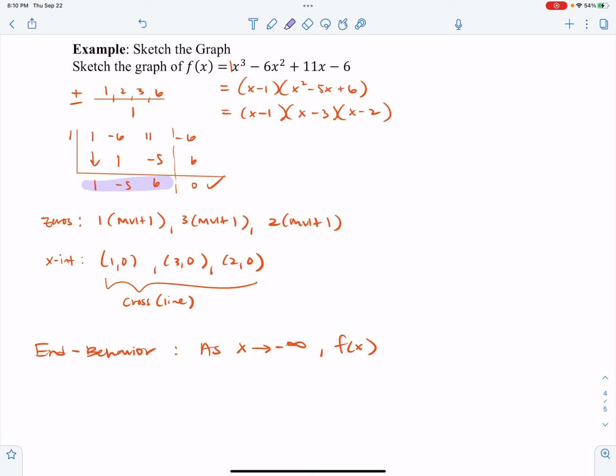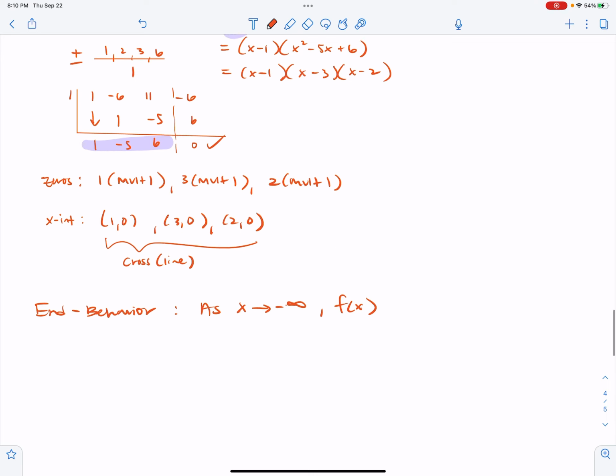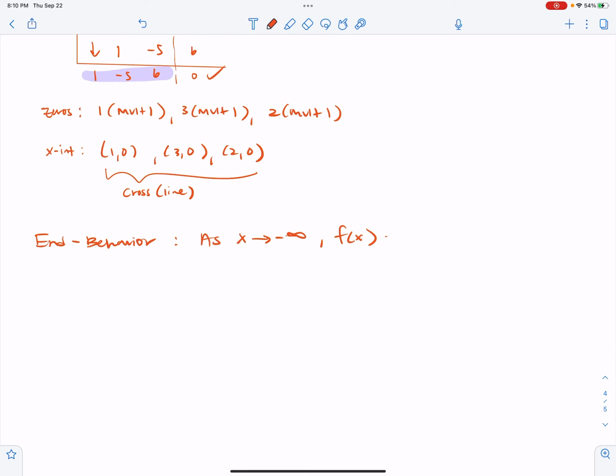And we can focus in on just the term with the largest exponent. And since it's x cubed, you can think about x cubed's end behavior. You're familiar with that. Or since it's an odd degree with a positive leading coefficient, the end behavior would be like a line with a positive slope. So as x approaches negative infinity, f of x would approach negative infinity. And as x approaches positive infinity, f of x would approach positive infinity.